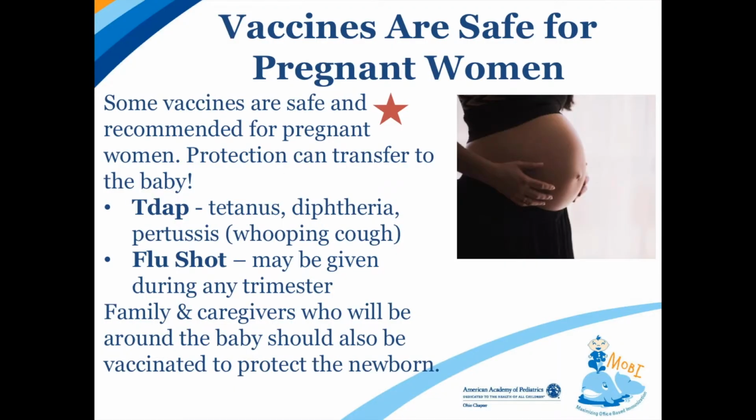So vaccines, as we talked about, there are the live attenuated, there are the toxoid. Each one of these has different safety, as we discussed earlier. Some vaccines are safe and recommended for pregnant women, and they can protect transfer to the baby. For example, Tdap, tetanus, diphtheria, and pertussis, is able to be given when the woman is pregnant. Also, a flu shot may be given during any trimester of their pregnancy. And family and caregivers who will be around a baby should also be vaccinated to protect the newborn child.